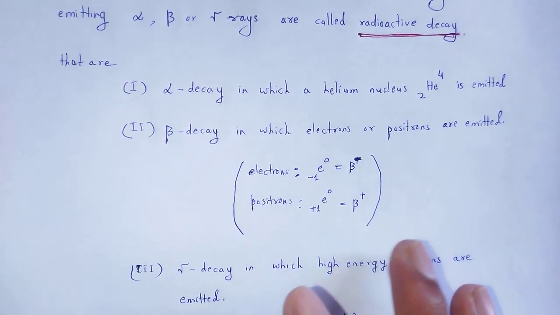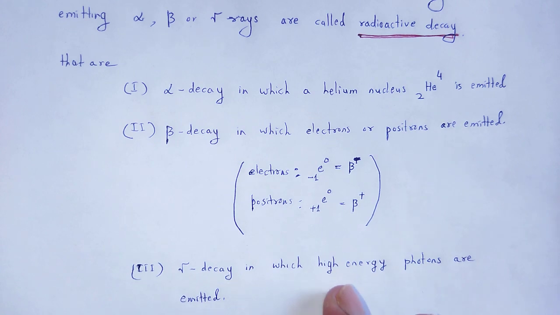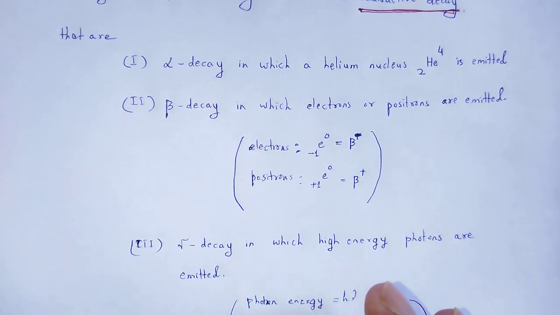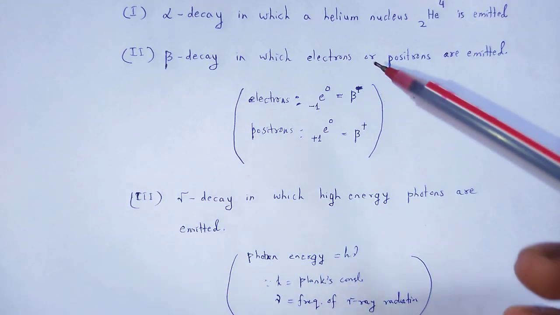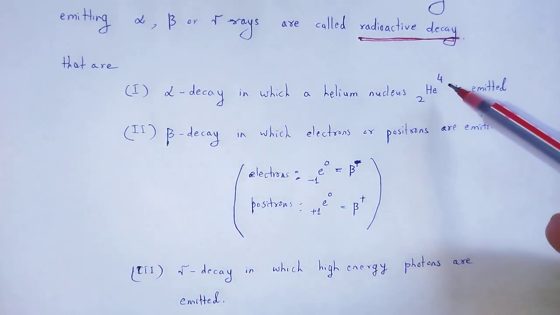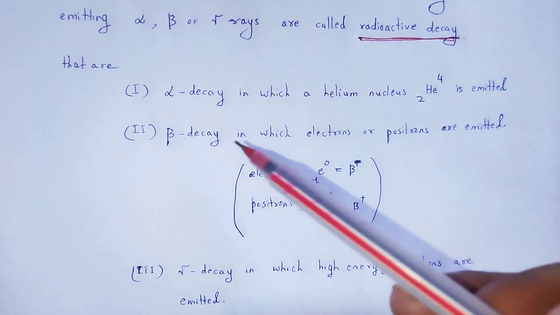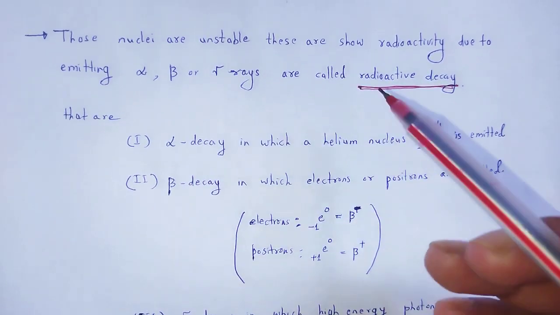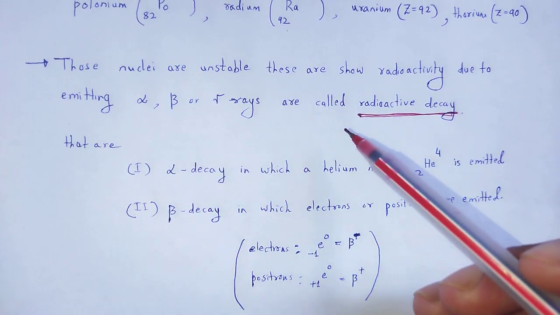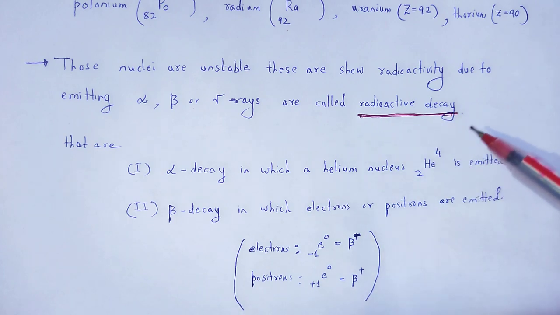Next, gamma decay, in which high energy photons are emitted. The photon has energy h nu, where h is the Planck's constant and nu is the frequency of the gamma ray radiation. These are some basic ideas of alpha, beta and gamma decay. Due to this decay, these unstable nuclei show radioactive decay.